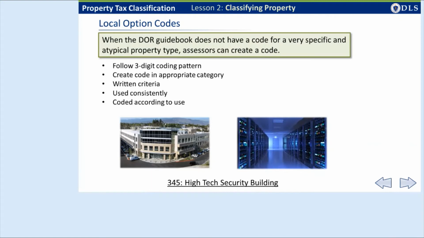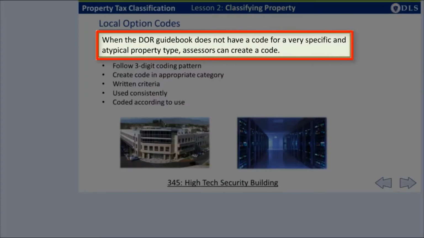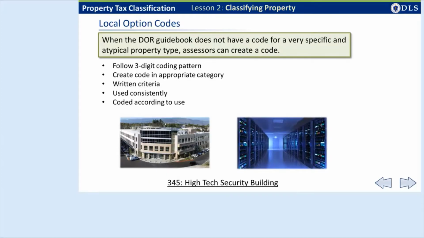What happens if you can't find a code to represent a parcel? When the Property Type Classification Code book does not have a code for a very specific and atypical property type, assessors can create a code. When creating a code, you need to follow the Department of Revenue's three-digit state use code pattern.